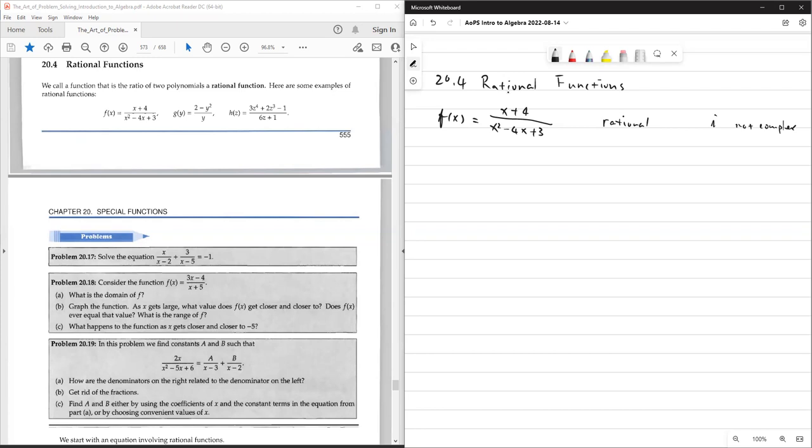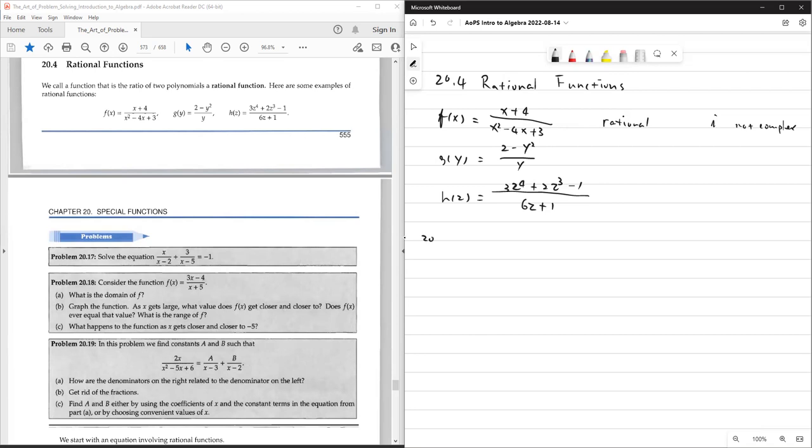Okay, so we have g of y equals 2 minus y squared over y, and h of z equals 3z fourth plus 2z cubed minus 1 over 6z plus 1. So you can see it can have more terms at the bottom, more terms at the top. You can have a single term like a monomial. Either way works. As long as you have a ratio of two polynomials, it's a rational function. Okay, there are some manipulations we can do. Now we have the definition.